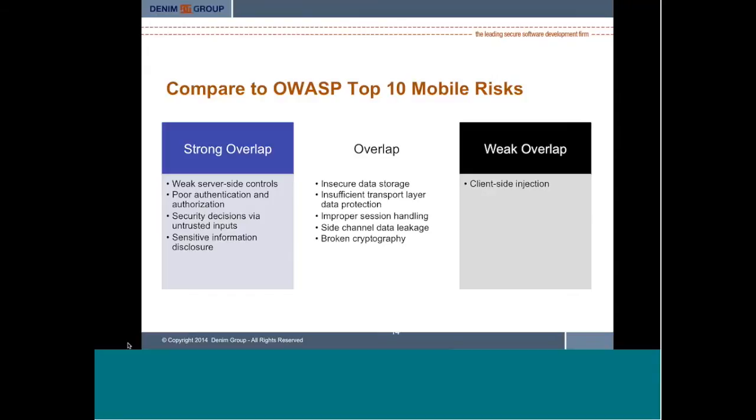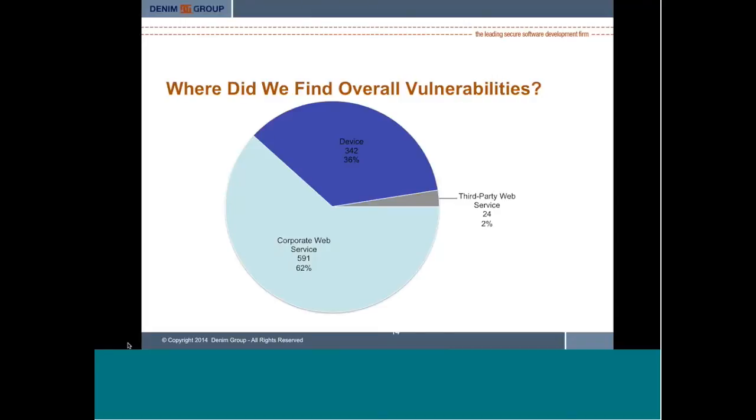So let's move on and now look at where we found these overall vulnerabilities. We found 60% of the vulnerabilities were found in the web service, 342 or 36% on the device, and a very small 2% found on the third-party web service. Some of that might be explained because of the lower level of rigor applied to these third-party web services. Again, we didn't have the ability in certain cases to fully test those web services.